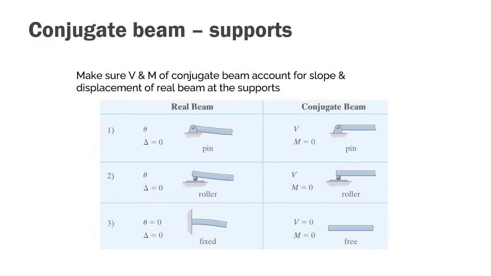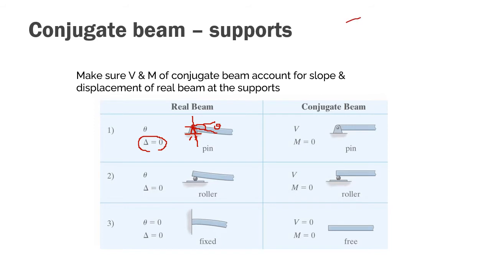One thing to note is that you also need to make sure that your support condition is similar between your real beam and your conjugate beam. Similar in nature, not similar in shape. For example, if your real beam is pin at this point, you know that a pin doesn't have any displacement, but it has rotation at this point. You will have a value of theta, but your displacement is going to be equal to 0.